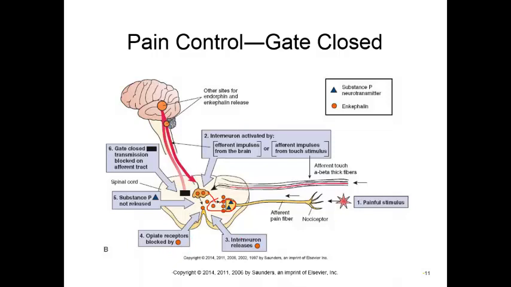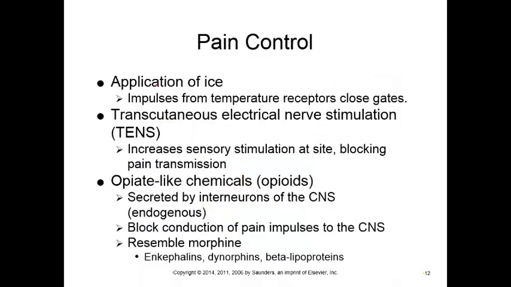We can release opiates. That's one way. Such as Tylenol, ibuprofen, aspirin, those types of things, morphine, they can block the signaling. That blocks the signal and therefore it doesn't go up to the brain. Other ways you can do it is through things like cold packs. They can release absorption, the application of ice. Impulses from the temperature receptors close the gates. They sort of block out, so you feel the ice more than you feel the pain.